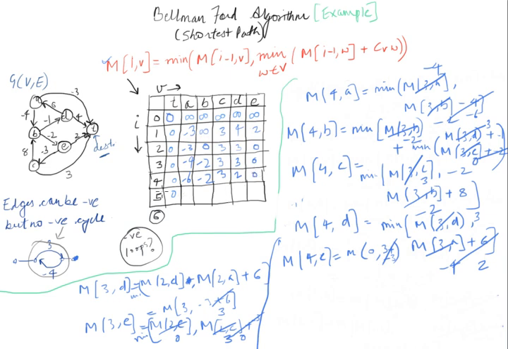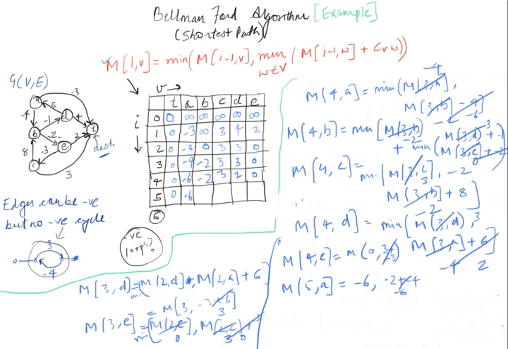Now the last row, A comma T, would be M5 comma A: M4 comma A, which is minus 6, or A is connected to B. B's value is minus 2 plus the distance AB, minus 4. Hence the value will remain minus 6 here.